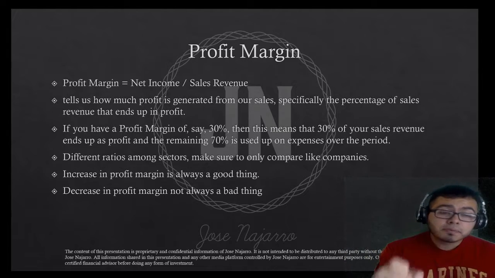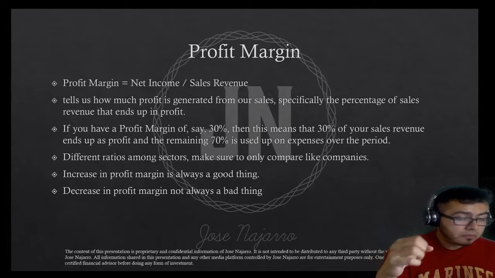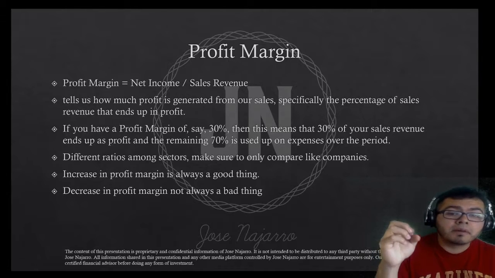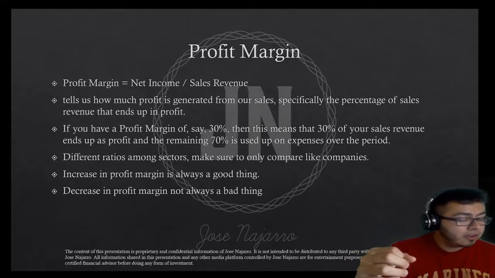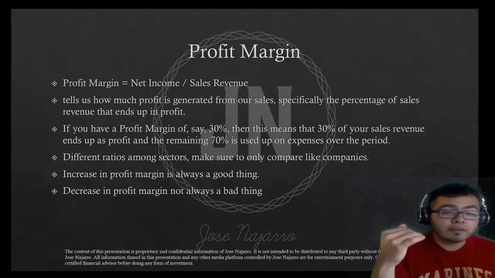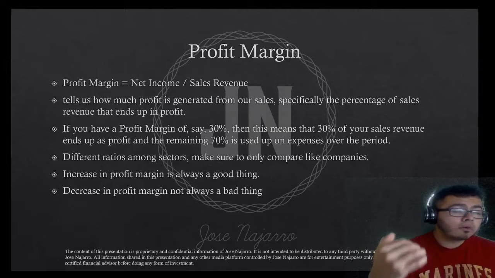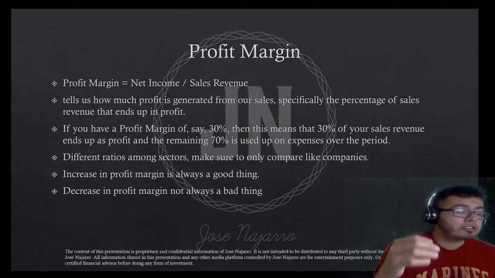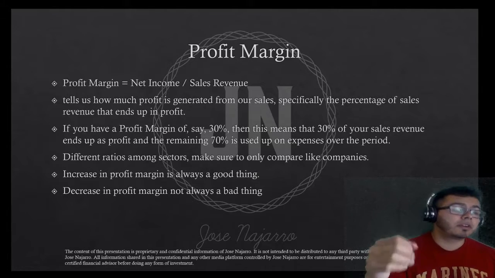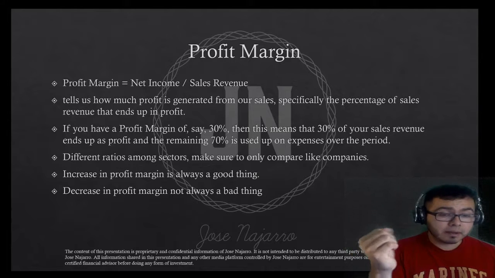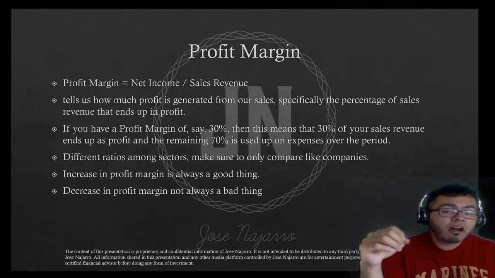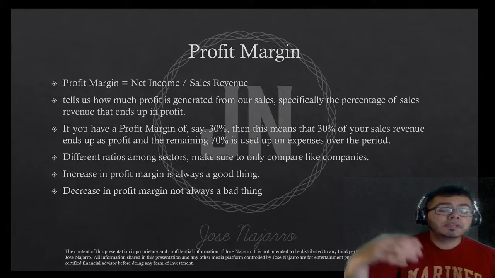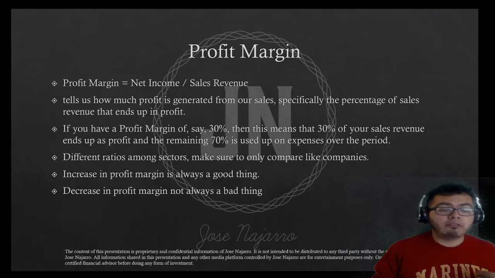So again, this is pretty similar to like always, right? Different ratios among sectors, so make sure to only compare like companies. As I've always said, a car company's net profit margins will probably be similar to other car companies, as opposed to a tech company, where technically tech companies usually have a higher profit margin. And like always, increasing profit margins is always a good thing, because what does that mean?